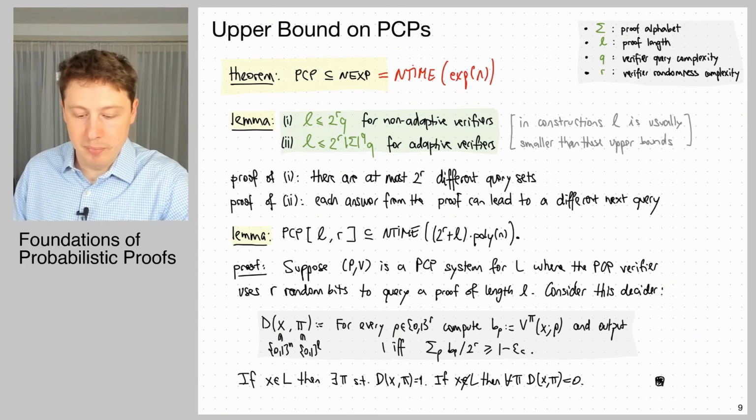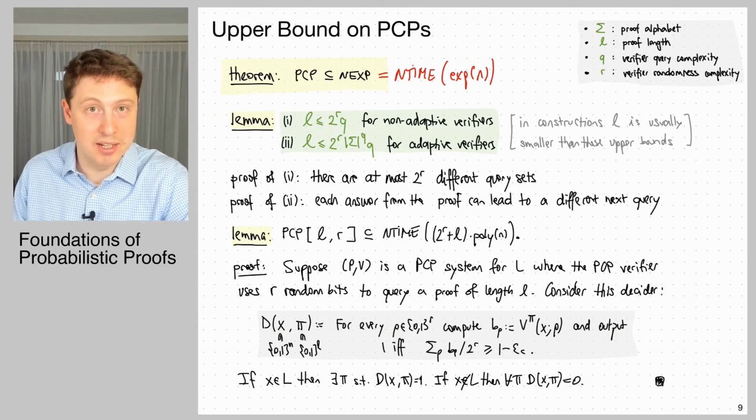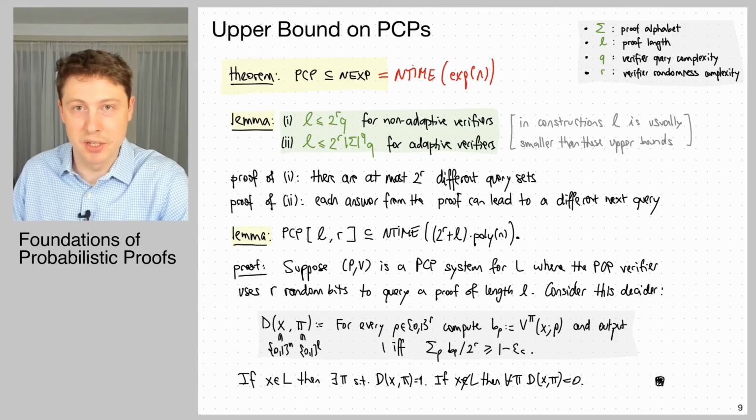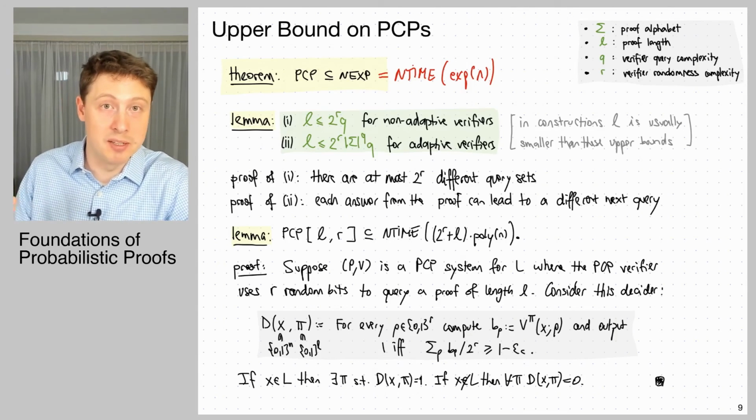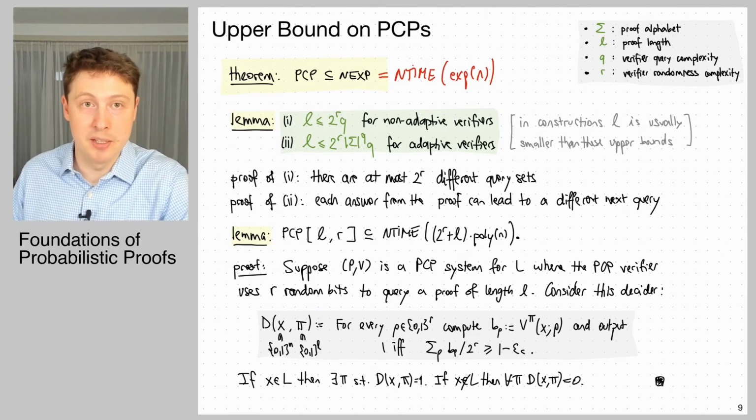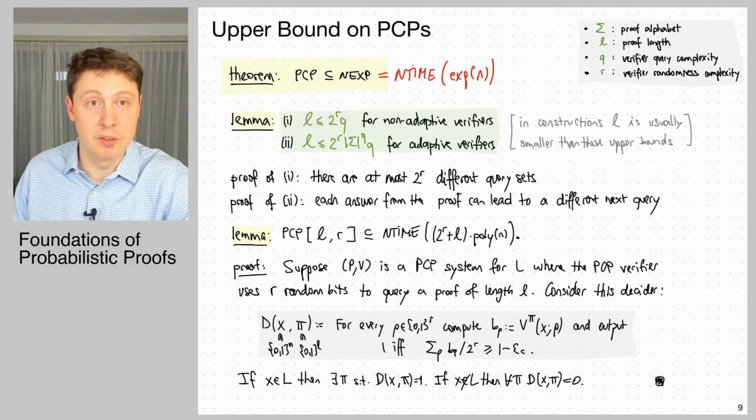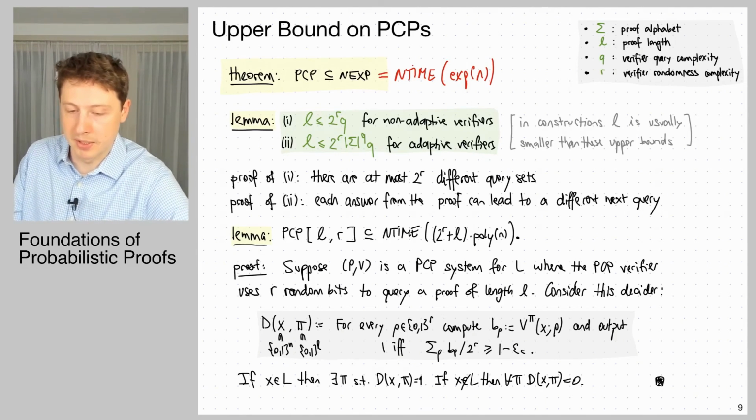And by the way, NEXP is a pretty large class, okay? It's even much larger than PSPACE, because above PSPACE there is EXP, exponential time, and there is NEXP, which is non-deterministic exponential time. So it is the exponentially large version of NP. It's really an enormous class.